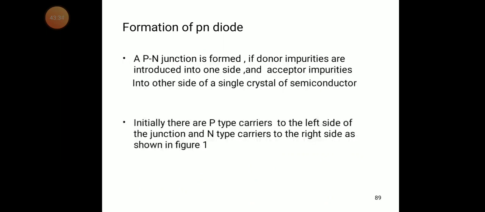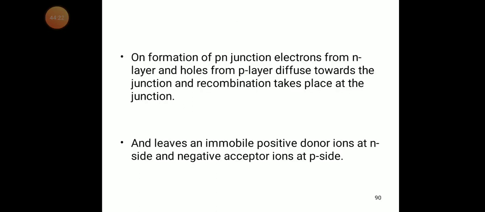Now once again we try to discuss what happened. A PN junction is formed if donor impurities are introduced into one side and acceptor impurities into the other side of a single crystal of semiconductor. How it is formed: first we take the intrinsic semiconductor, the pure form semiconductor, and we introduce the donor impurities into one side and acceptor impurities into the other side of a single crystal of semiconductor. Initially there are P-type carriers on the left side of the junction and N-type carriers on the right side of the junction, as shown in the figure.